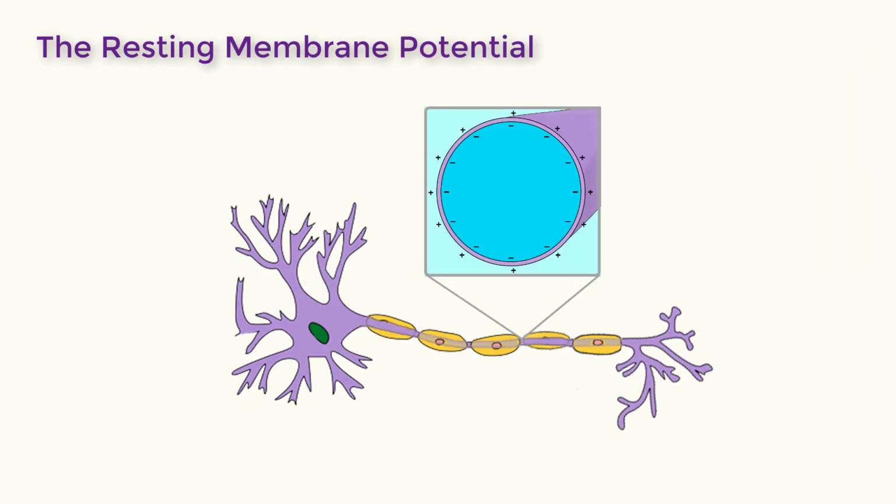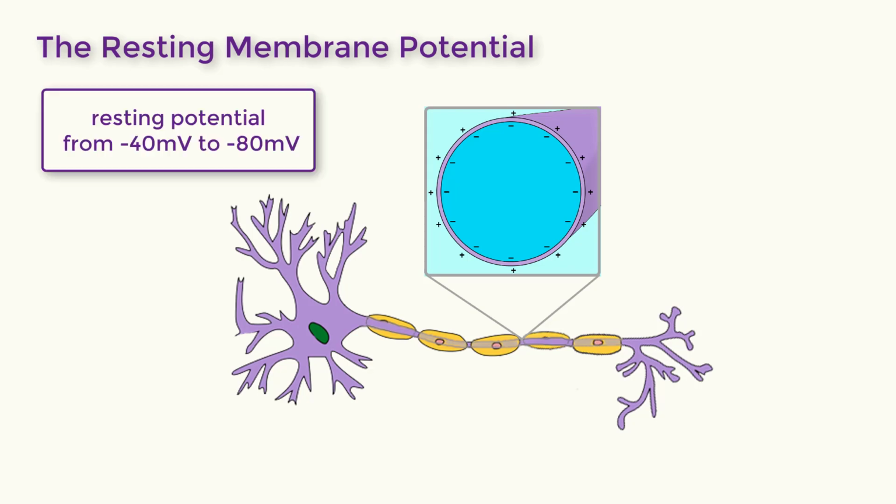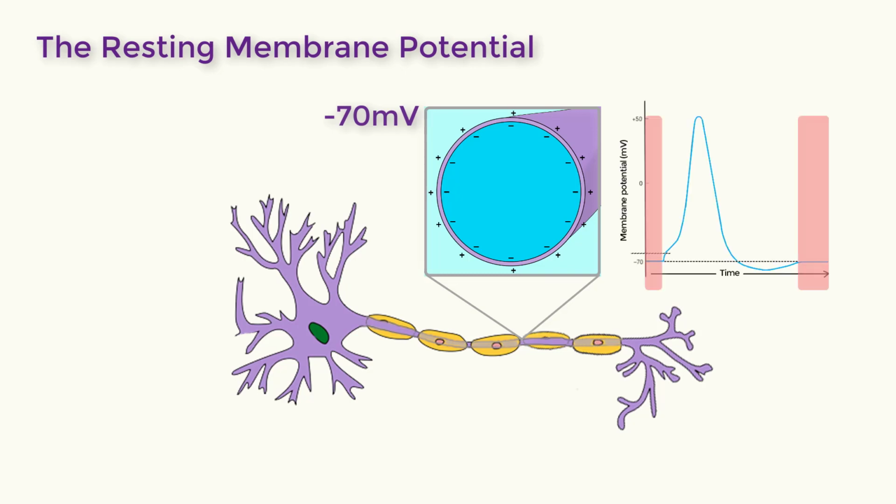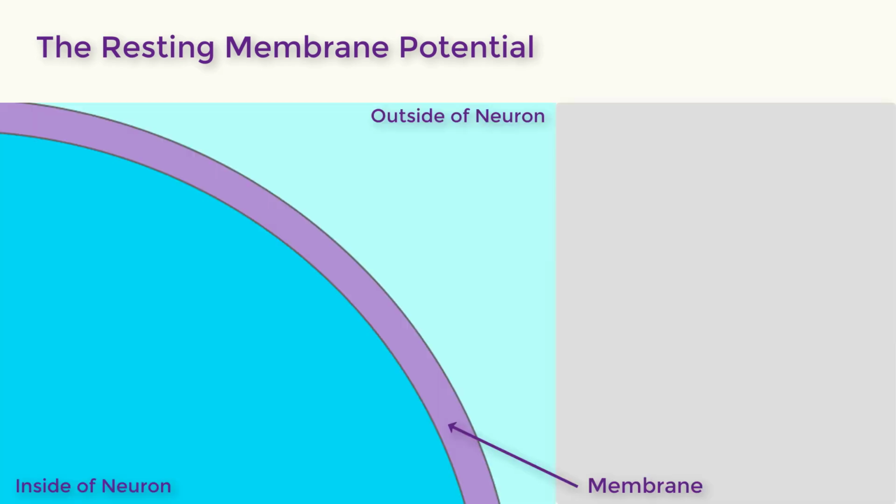If we look at the cross-section of a neuron, it maintains a fairly consistent negative gradient between -40 and -80 mV. In a typical human neuron, it is -70 mV. On the action potential diagram, on either side of the action potential, the neuron is at rest. Let's zoom in on the surface of the neuron to see the resting potential in detail.